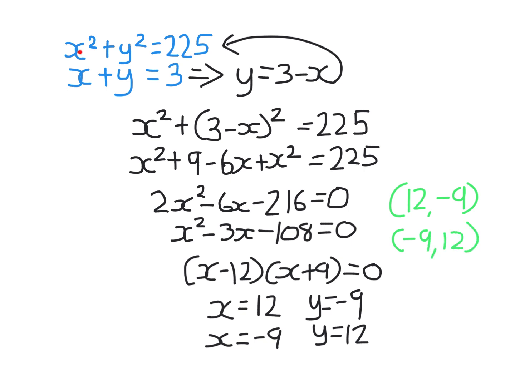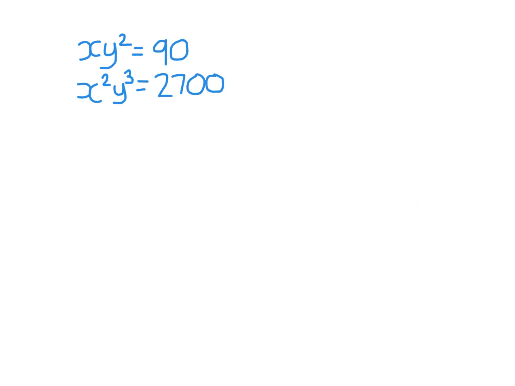And if you were to graph this, which is a circle, and this, which is a line, they would intersect at these 2 points. All right, let's now look at one more example. So here we have a system of 2 equations and 2 variables. So we either want to substitute one equation into the other, or we want to eliminate one variable. In both cases, our goal is to reduce this system to one equation and one variable. There's a couple of ways that you can do this.